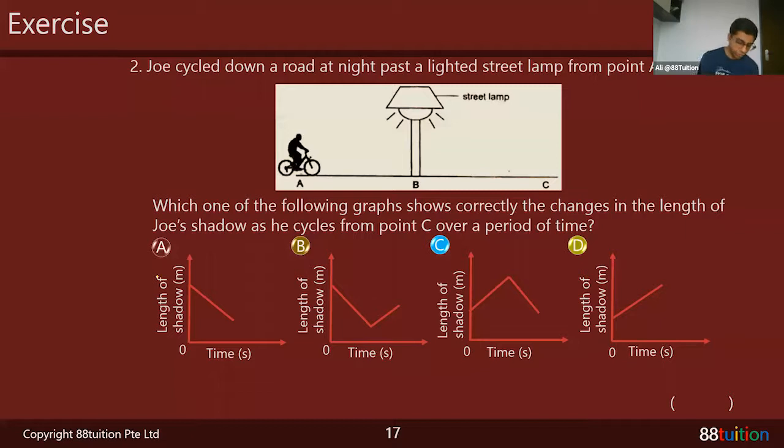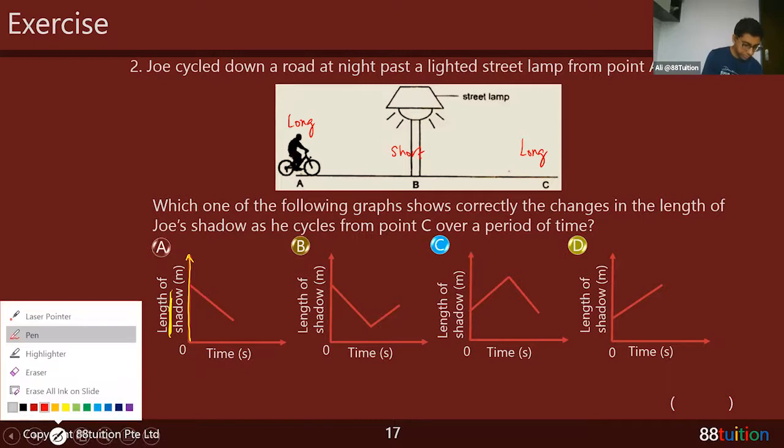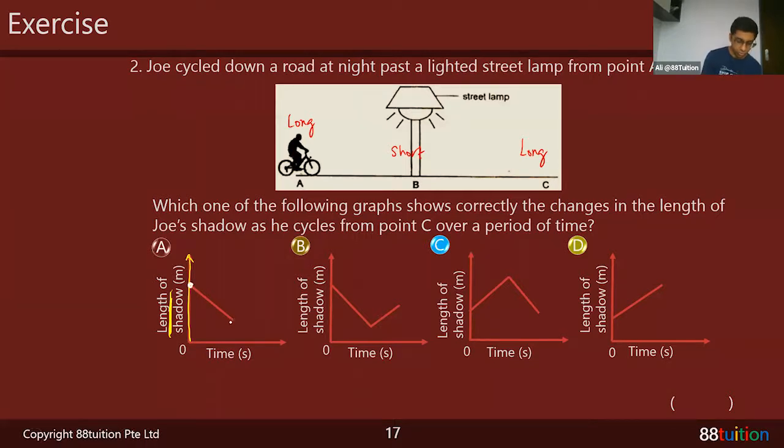So the question is asking for the length of the shadow. Will the length of shadow be long or short at A? It will be long at A, right? Short at B, and long at C again. So therefore it should be long, short, long. This answer here refers to a short, maybe this is 5, this is 10, and so on.